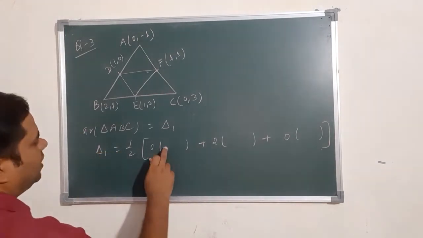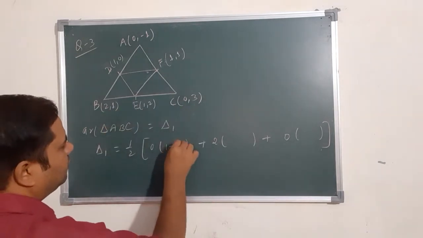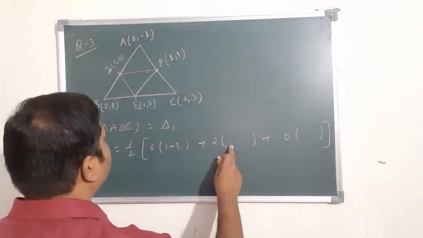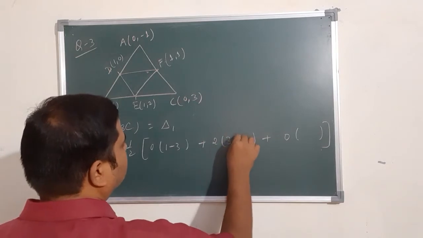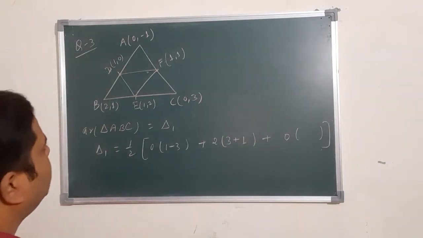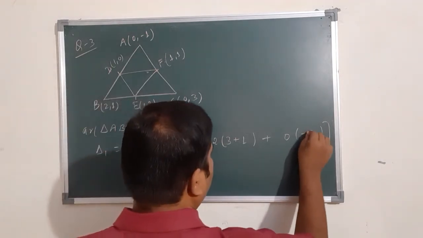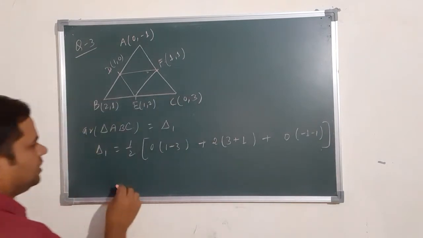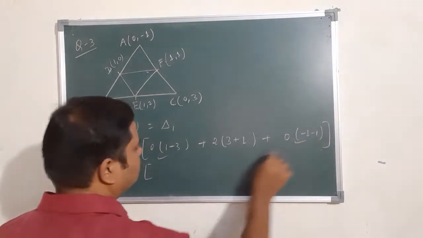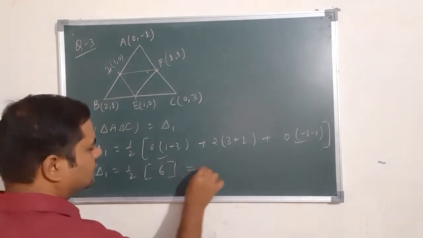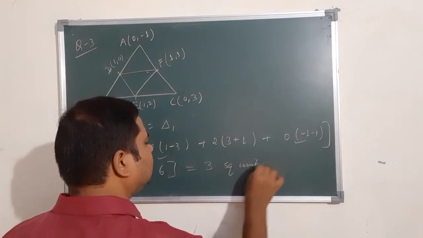x1 times y2 minus y3. So y2 is 1 minus y3, so 1 minus 3. Then x2 times y3 minus y1, 3 minus of minus 1, plus x3 times y1 minus y2, minus 1 minus 1. And this is nothing but delta 1 is equal to half of this whole is 0, this whole is 0, then 2 3s are 6, so this is 3 square unit. Okay.